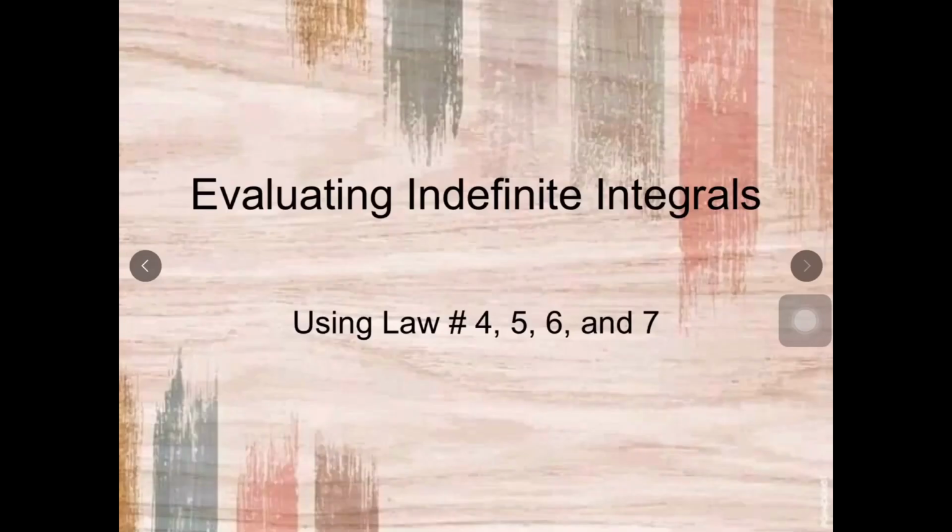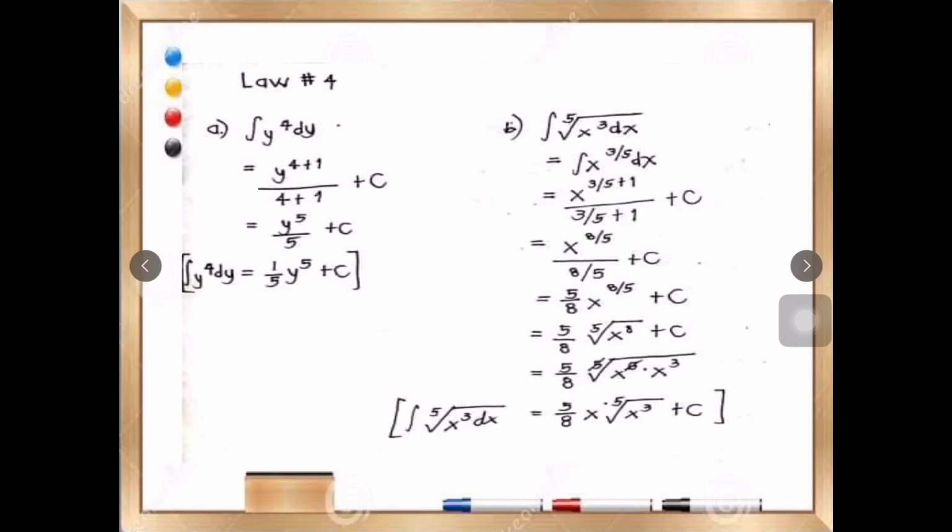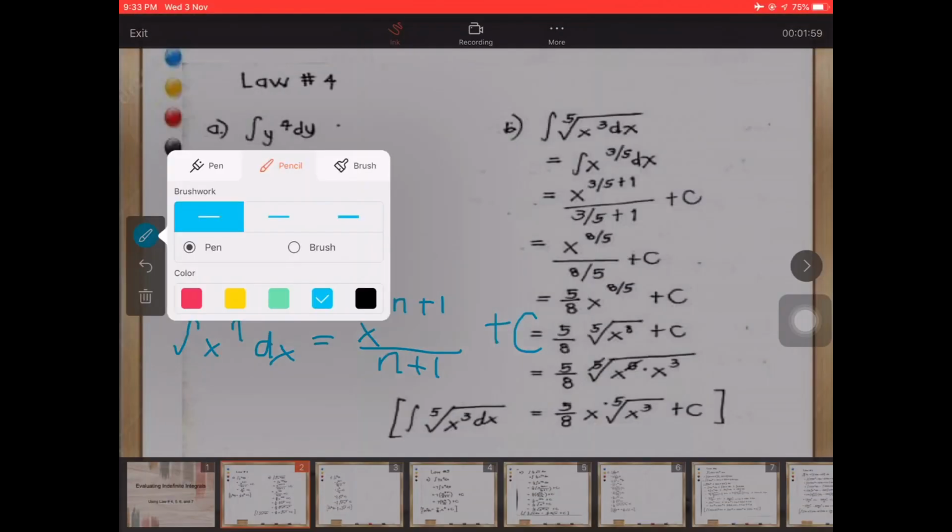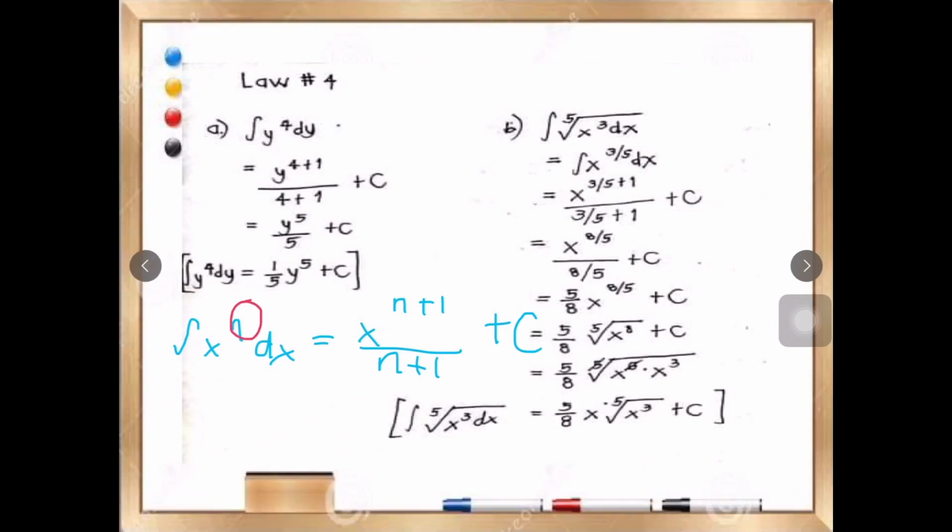Okay, now we will continue evaluating indefinite integrals using laws number 4, 5, 6, and 7 of antiderivatives. In law number 4, we know that the integral of x^n dx is equal to x raised to n plus 1 over n plus 1, plus our arbitrary constant c. Our n is our exponent.